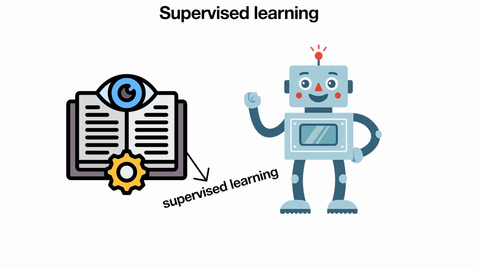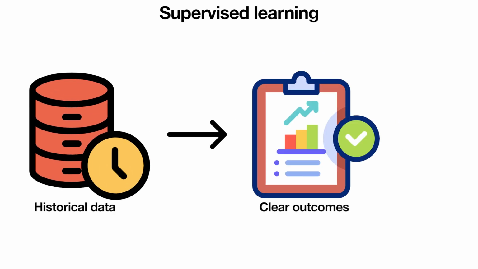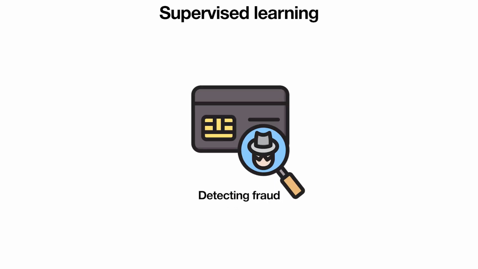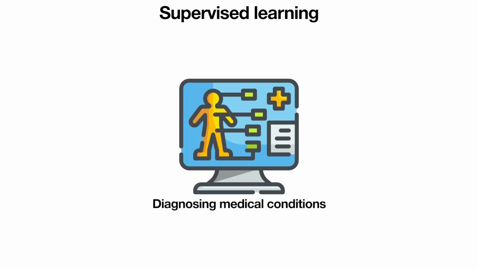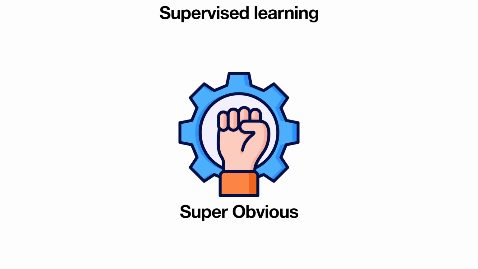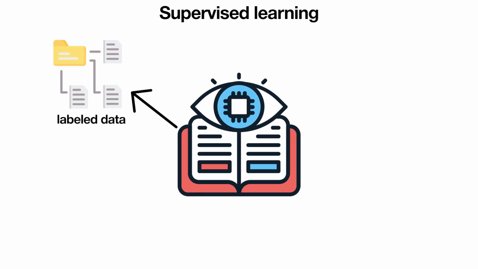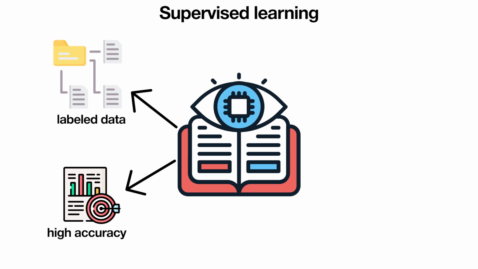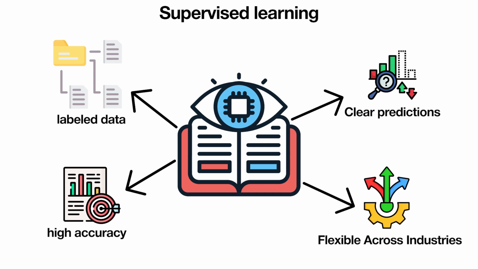When should you use supervised learning? Anytime you have historical data with clear outcomes. Predicting stock prices, detecting fraud, recognizing handwritten digits, or diagnosing medical conditions are all supervised learning problems. The strengths? Super obvious. Supervised learning is highly effective when labeled data is available. It can reach high accuracy, provide clear predictions, and is flexible across industries.